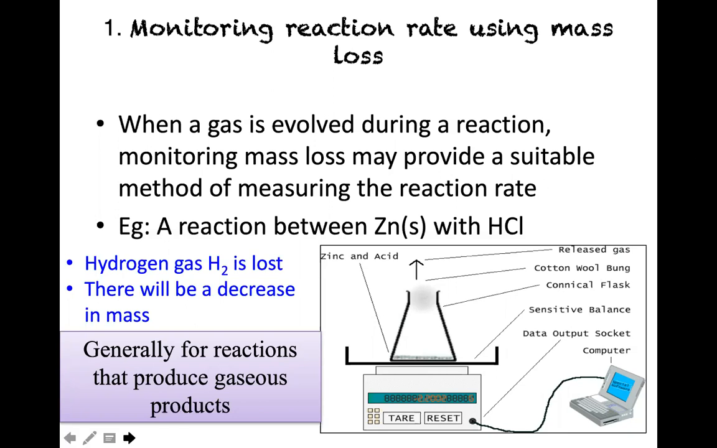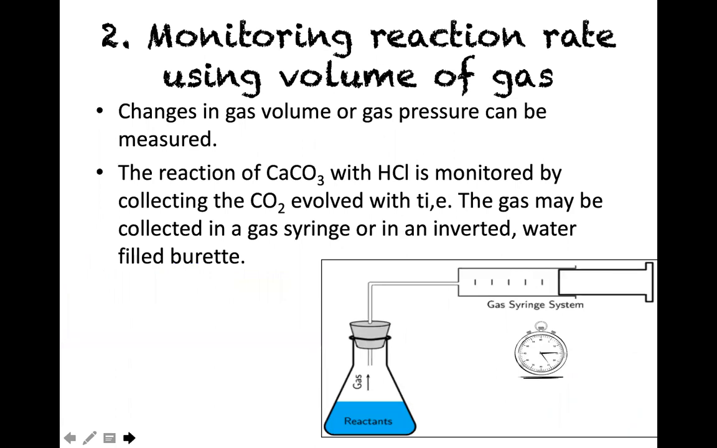Okay, done. Right, the next one is monitoring reaction rate using volume of gas. Obviously, this is quite obvious. If your reaction produces a gas product, you can also monitor the rate by collecting the gas, okay? Whether you collect the gas using the gas syringe or using the water displacement, okay? You've done that in your practical, okay? So changes in gas volume or gas pressure can be measured.